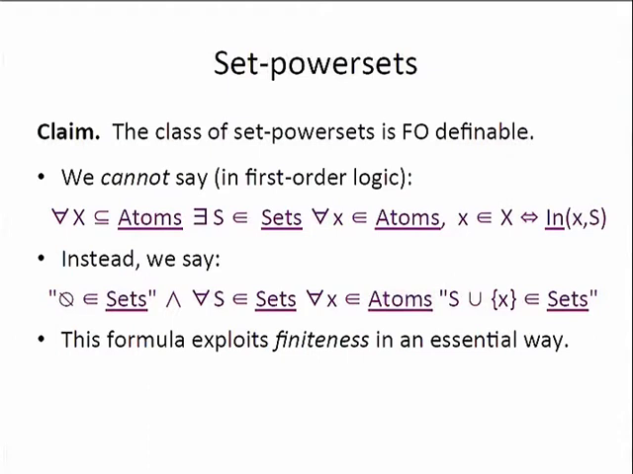So instead, the way you define this class of set power set structures is the following. First of all, we can write a formula which expresses that the empty set belongs to this set sort. And then we say that for every set S and every atom, the union of S and that extra atom also belongs to the set sort. So this gives a closure property of the set of sets. This formula is exploiting the fact that we're talking about finite structures in a rather essential way. If our sort of sets contains the empty set and it's closed under the property that if you have something and you add an element, you remain in the sort, then of course we contain every subset of atoms.